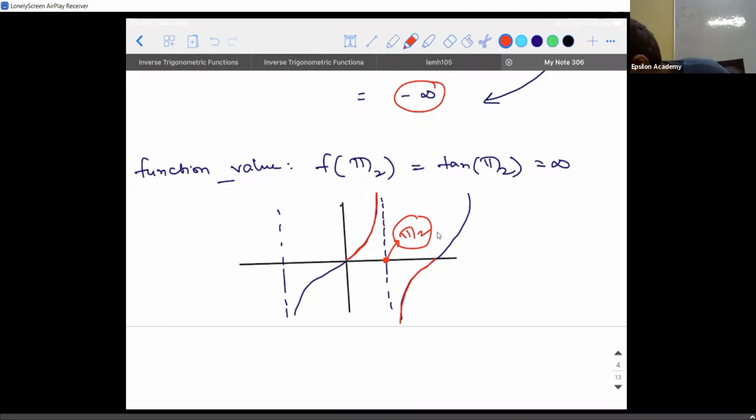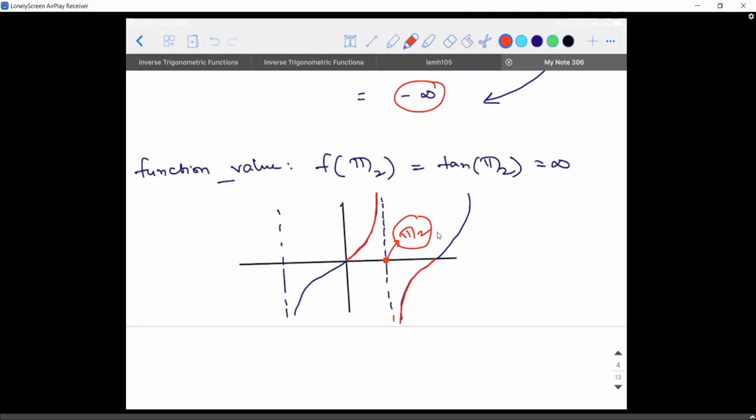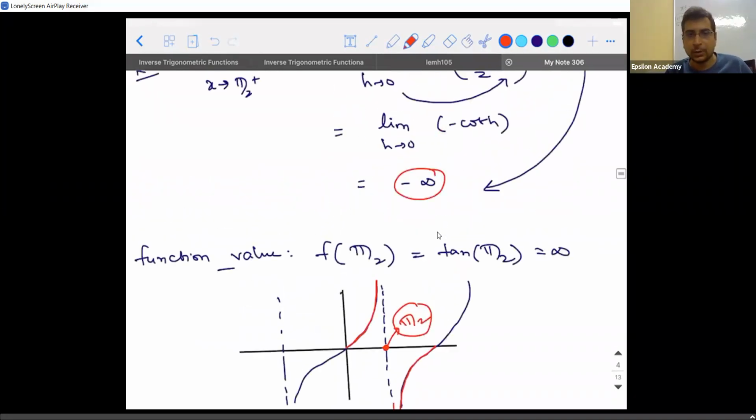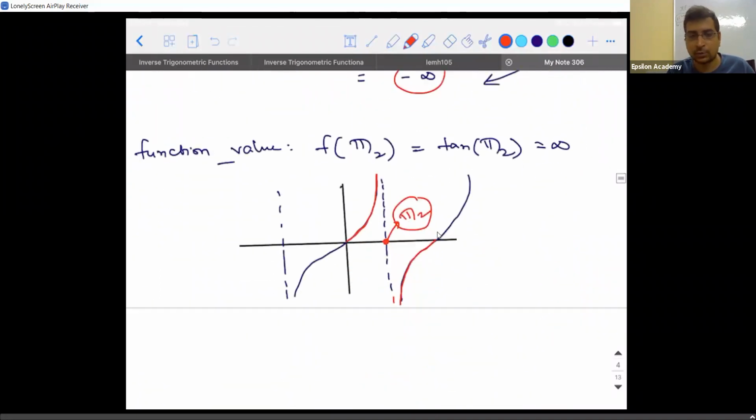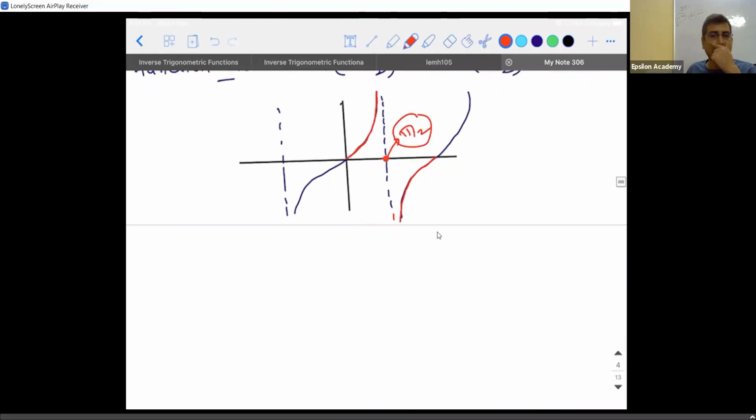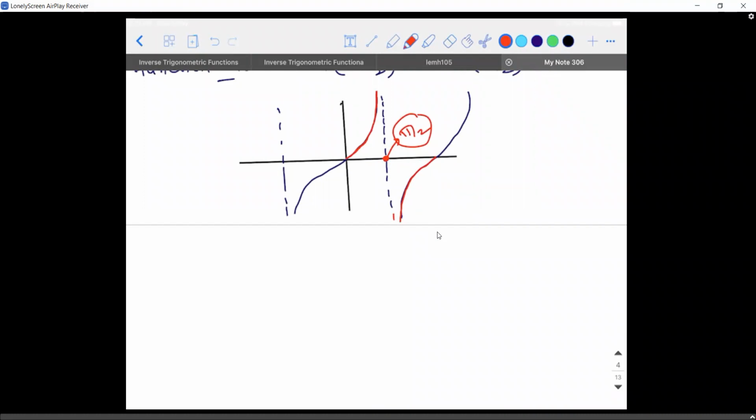Right, I hope you guys are able to visualize it. Yes, sir. That is important. So anything to be copied? Anything you guys want to copy? If not, I can move on to the next one. Done, sir.